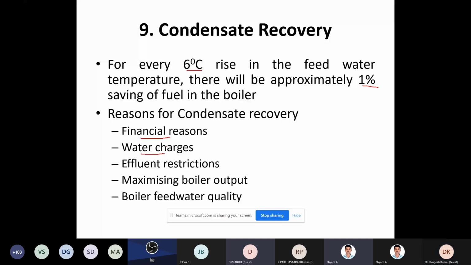Effluent: if hot condensate goes to the effluent treatment plant, then the bacteria will die and the ETP operations will get affected. So it is better to recover than cool it, and then maximize the boiler output. If you send hot water to the boiler, you will get more steam. So 5 tons per hour, you may get 5.5 tons per hour when you recover the condensate. And boiler feed water quality also improves, and the cost of treating the water reduces.